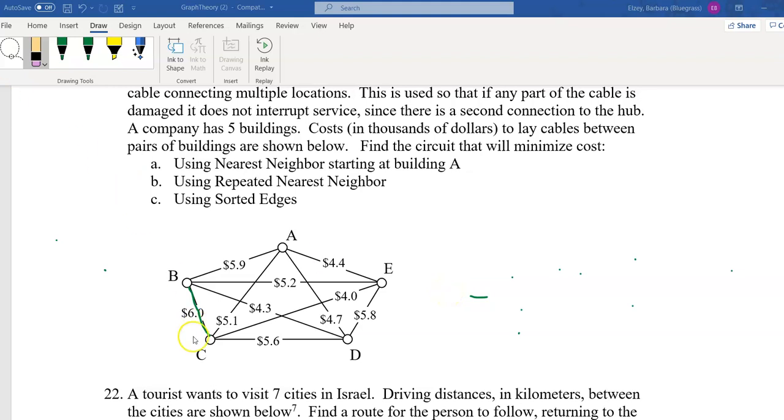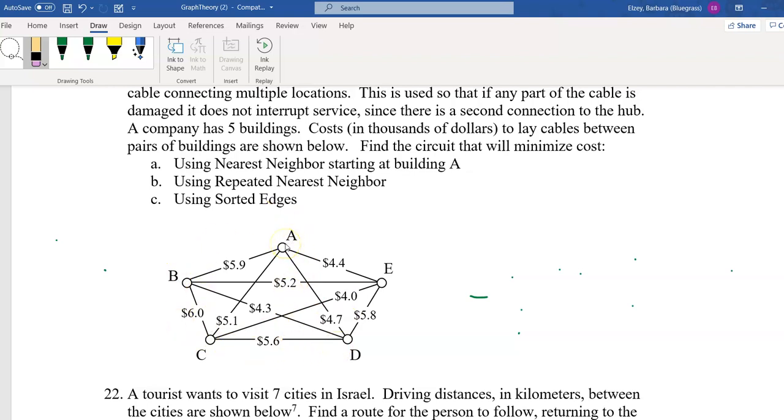So we're going to do something called repeated nearest neighbor. Now we know what nearest neighbor is, and nearest neighbor tells us which one to start with. But with repeated nearest neighbor, we're going to start with every single vertex and do nearest neighbor. All right, so let's do repeated nearest neighbor on this situation right here.